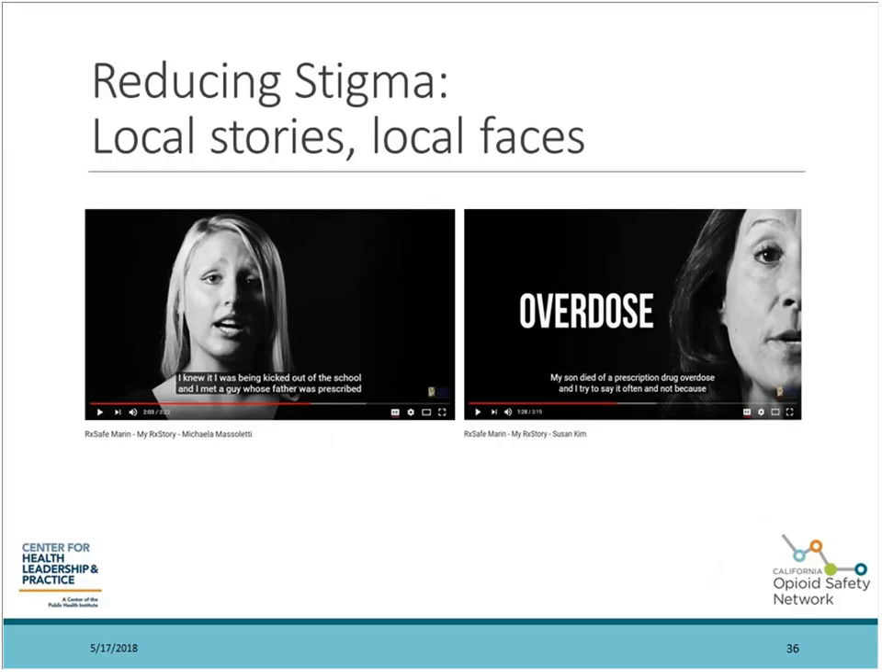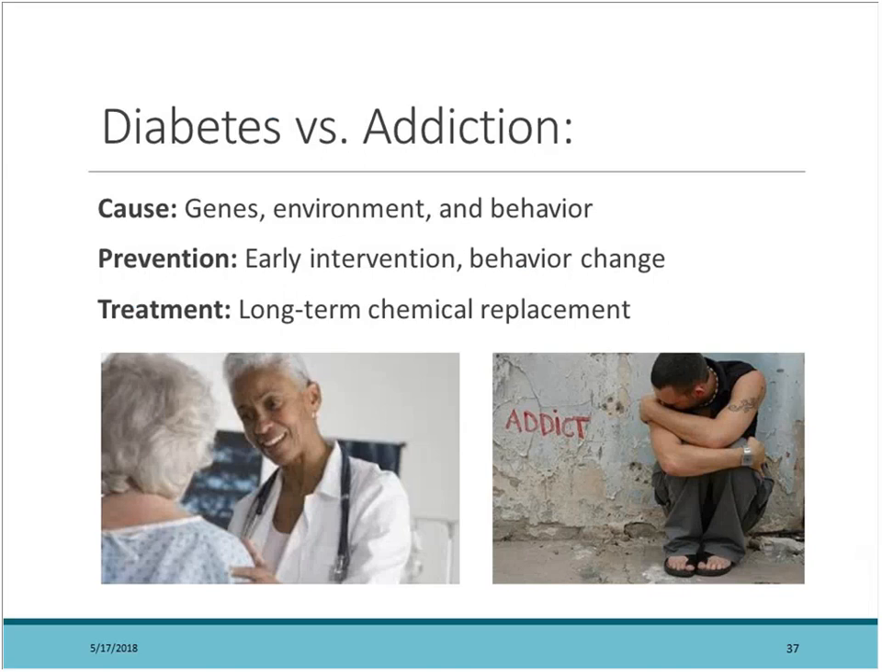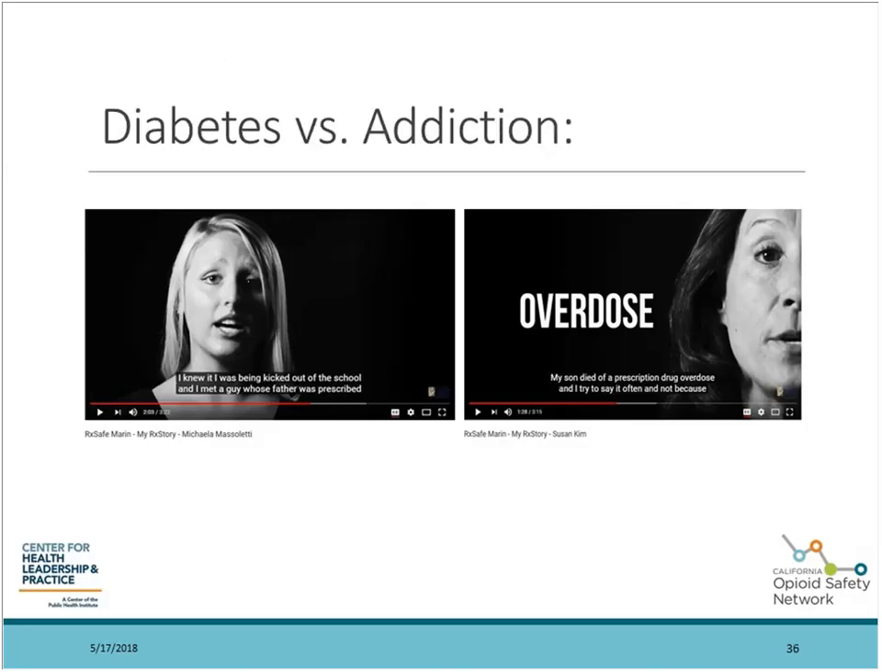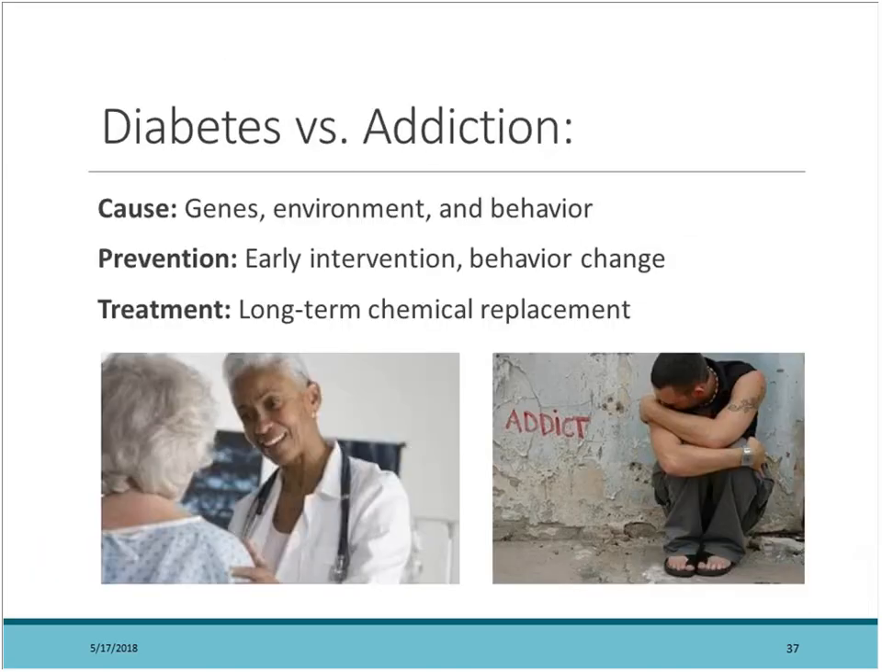One of the ways of reducing stigma is having basically local faces and local stories be part of the strategy. So we want to make sure that our local communities themselves are understanding the burden within their own context, and that voices from within that community who may be suffering from addiction are able to share that story in ways that make it clear that it's part of the fabric of our own communities.